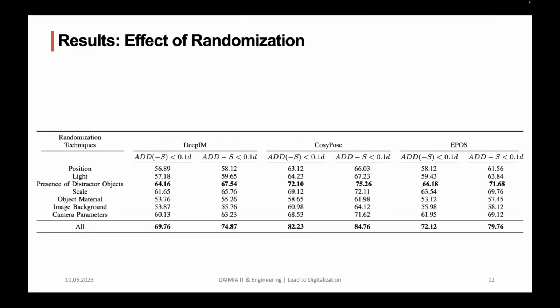And lastly, we have the effects of randomization. As I said, we have different randomizations in the dataset generation procedure, and we see that the presence of distractor objects, which are rendered in the scene, has the most effect on the model accuracy.